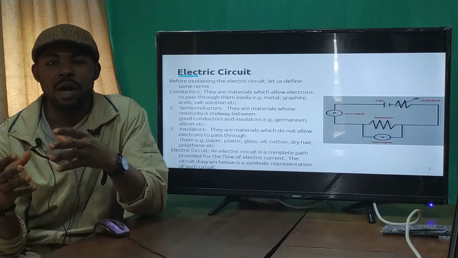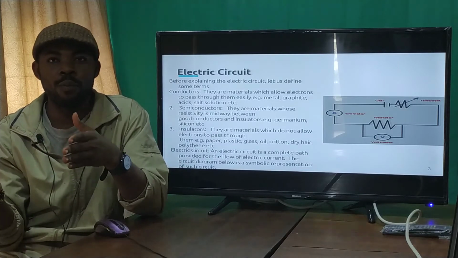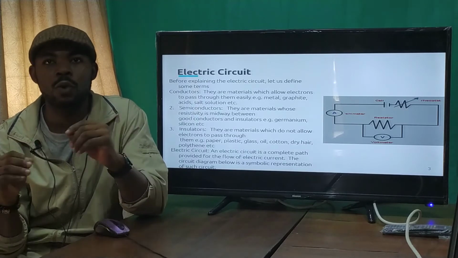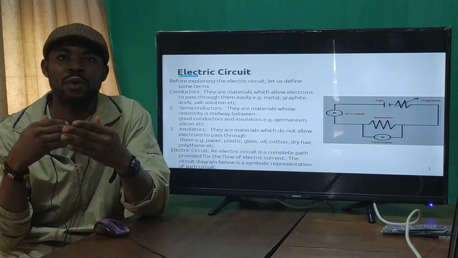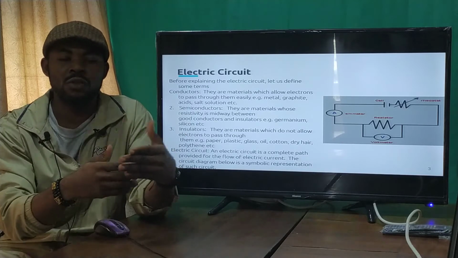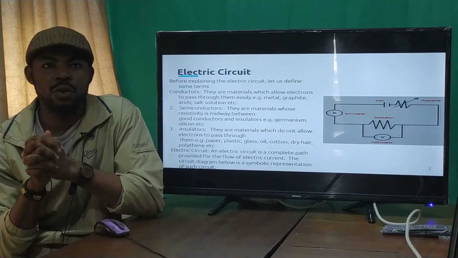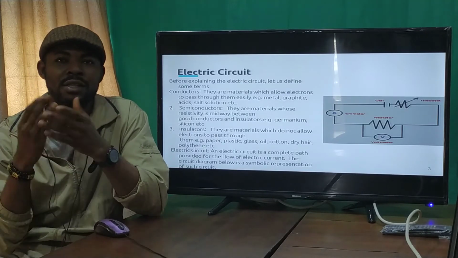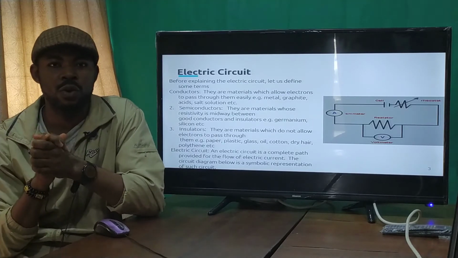A conductor aids the movement of electrons from one point to another. So a conductor is any material at all that can allow the movement of electrons from one place to another. So what examples do we have of conductors? Most metals are good conductors of electricity. For instance, iron is a good conductor, steel is also a good conductor.